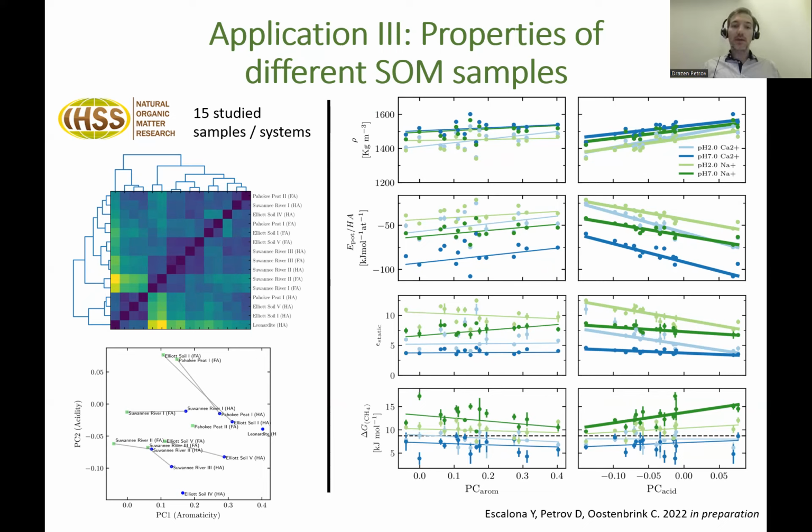When a trend in these properties compared to the composition are correlated, then we are showing a thick line here. And if there is no correlation, then we plot a thin line. So this analysis shows that the second principal component is much more important, and that's the one that determines the changes in the properties, or the behavior of these systems, which is the amount of carboxylic groups within the system.